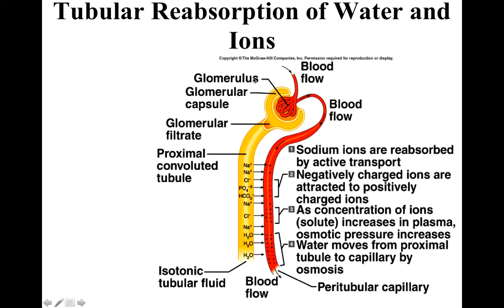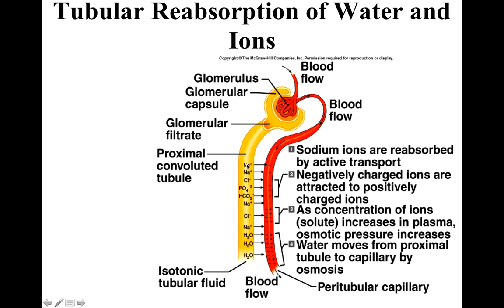Okay, tubular reabsorption of water and ions. So the proximal convoluted tubule is going to have a lot of sodium reabsorption. And that happens by active transport. So remember, even though sodium is in a lower concentration here, we're going to have to use some energy to get the sodium to move over to be reabsorbed.